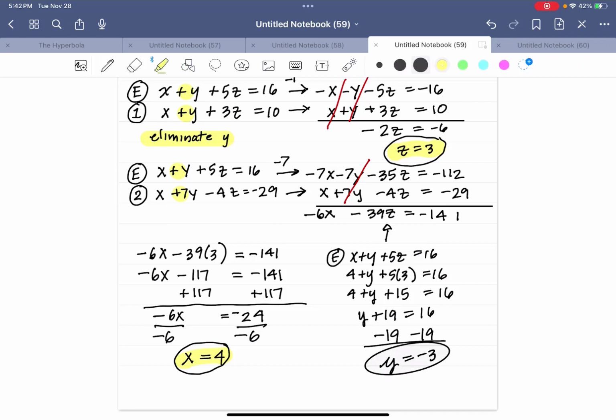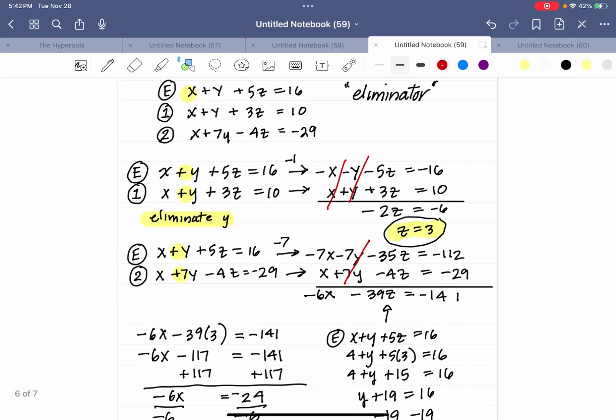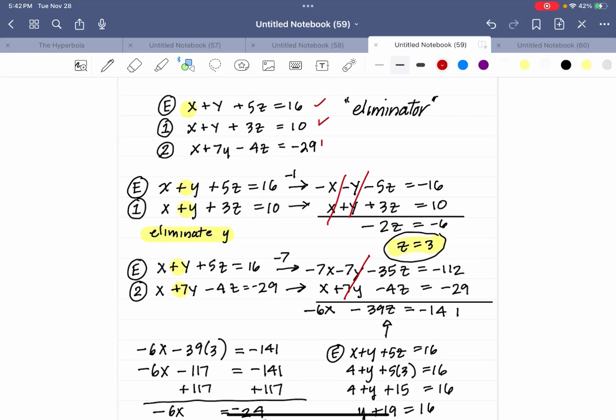So what you want to do is check those, and when they check, you write an ordered triple, x, y, z, which would be 4, -3, and 3. But do make sure that you actually go through the process to check all three in all three of these equations to make sure that it works in all three.